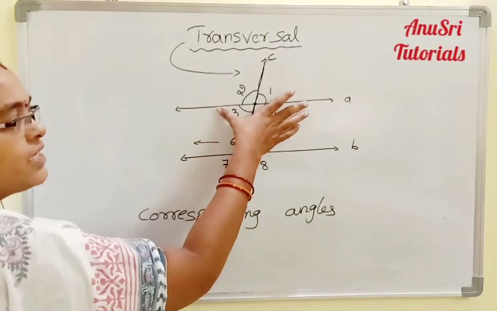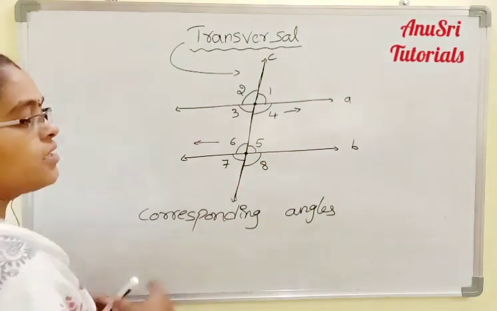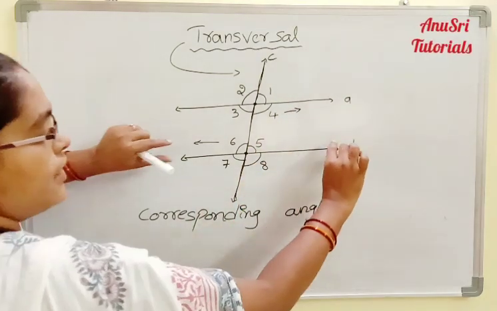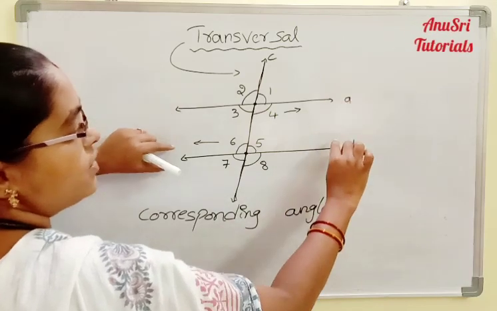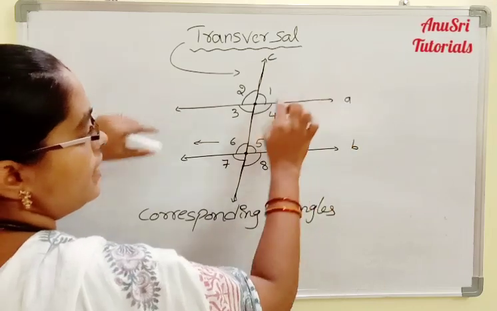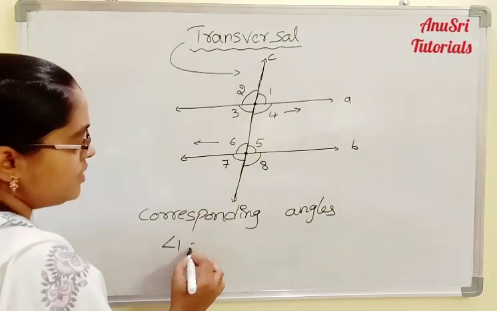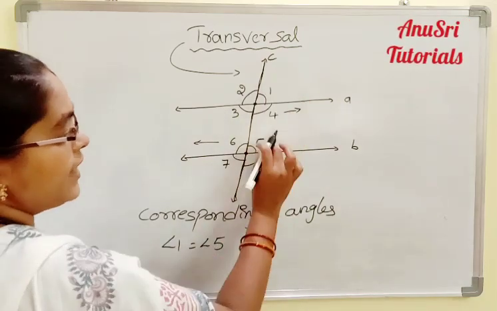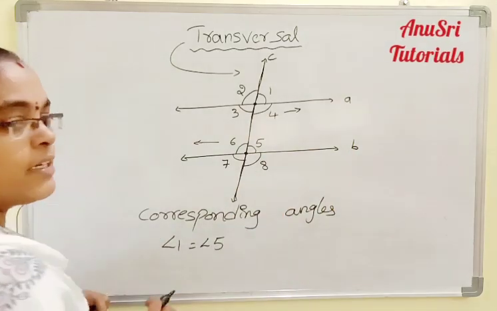In place of this line, whatever the angles are there in the second line, see, if you observe these two parallel lines, if I move line B to line A to coincide, which angle comes in place of 1? So 1 is equal to 5. So angle 5 comes in place of 1 when we move these two at the same place.